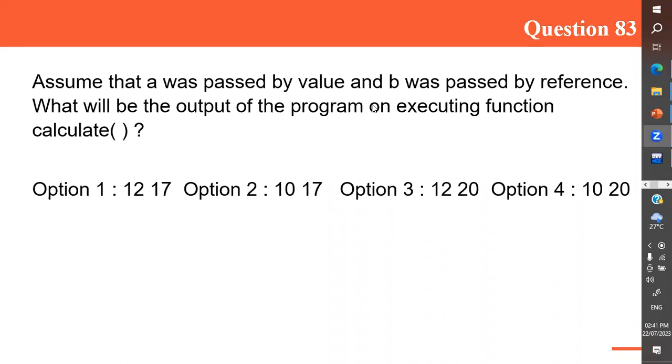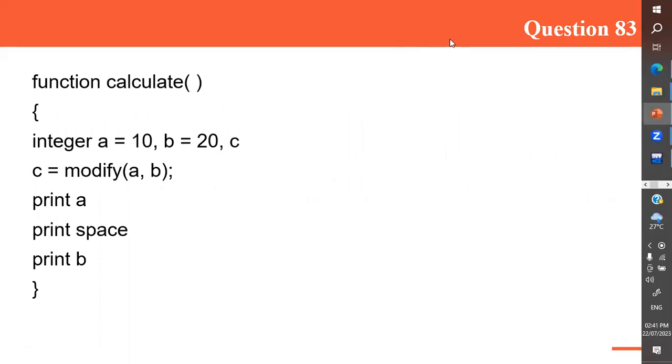Have you read that? Assume that A was passed by value, B was passed by reference. That's what I wrote very clearly, right? Here, what is A value? What is B value? A value is 10, which is passed by value. Whatever you see in red color, that is passed by value, assume. And then we have B value, which is 20, which is passed by reference. Now, these values will come to W and U.